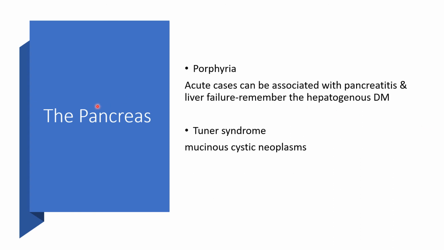Still on possible troubles with the pancreas, it might be porphyria. In acute cases, this may be associated with pancreatitis and liver failure. Remember, the hepatogenous diabetes mellitus, right? And in Turner syndrome, they can come down with mucinous cystic neoplasms, affecting the pancreas also.